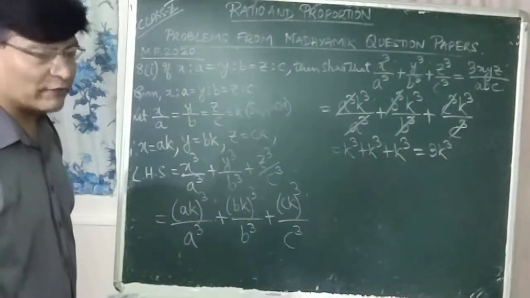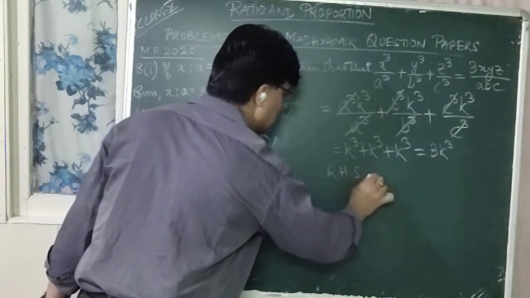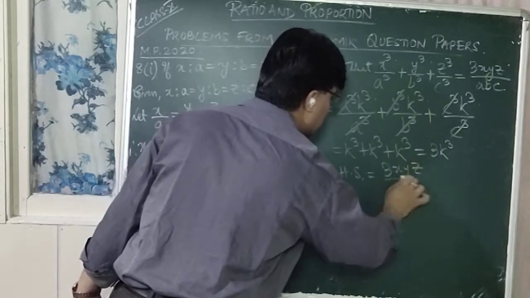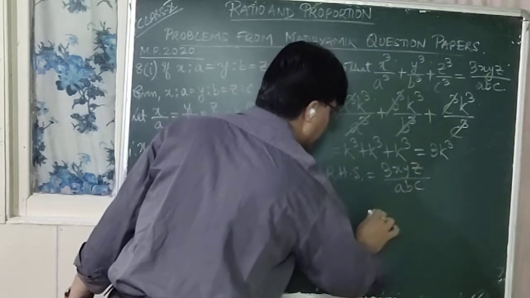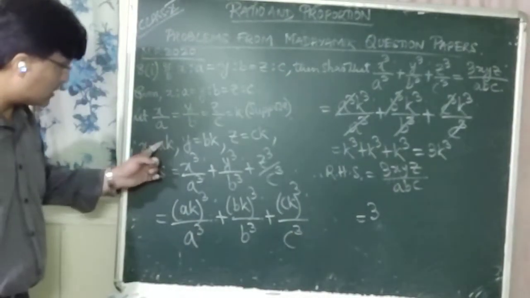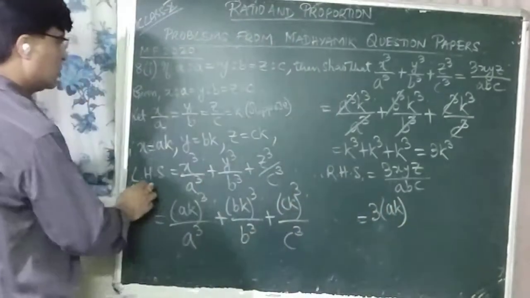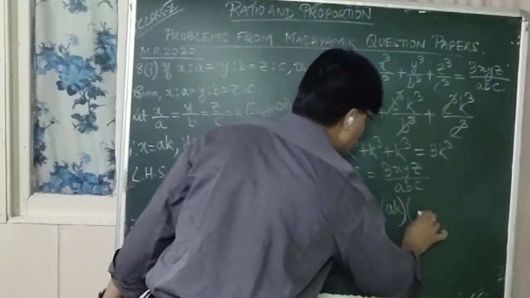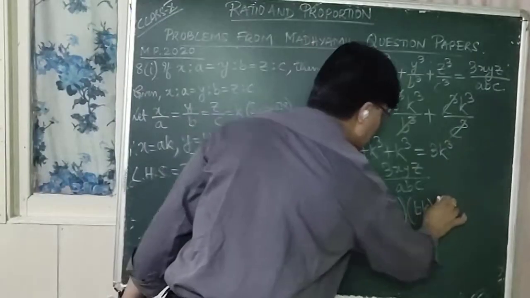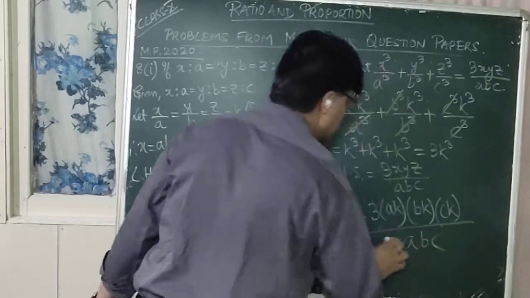Now let us find out the value for the right hand side. Okay. So therefore RHS is equal to, what is RHS here? 3xyz divided by abc. Let us put the value for x now. 3 into what is x? ak. So into ak. What is y? bk. What is z here? ck, right? So it is (ck) this whole divided by abc.